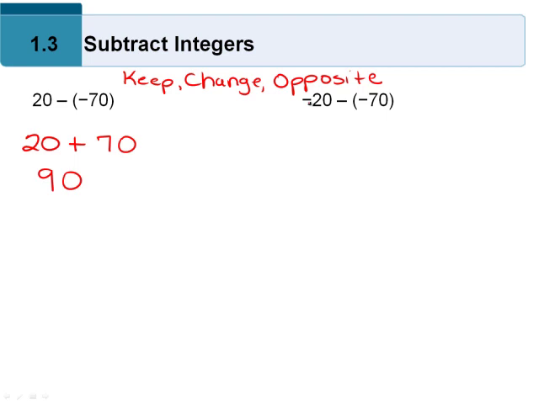Same thing on this one. We have keep the negative 20, change the subtraction to addition, and the opposite of negative 70 becomes positive 70. So we have negative 20 and a positive 70. The signs are different. So remember, different signs, subtract, keep the sign of the larger number. So that's going to be positive 50.